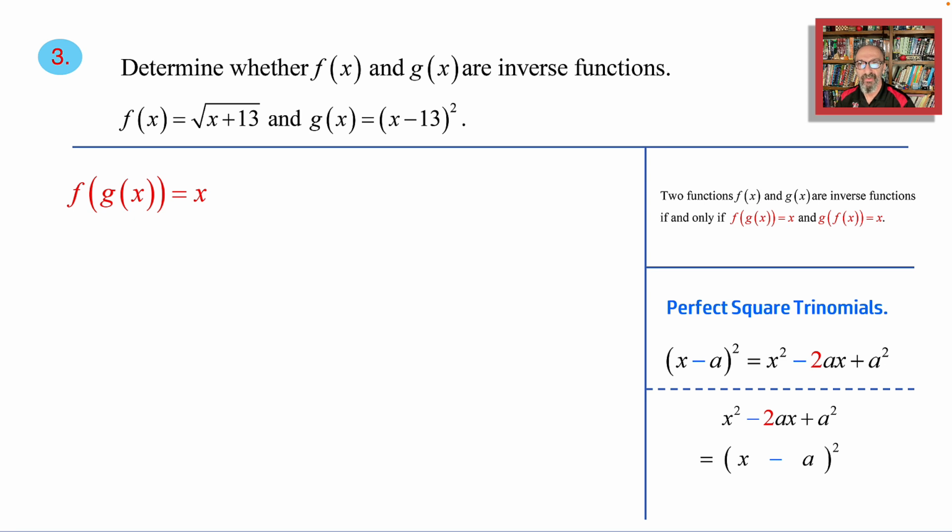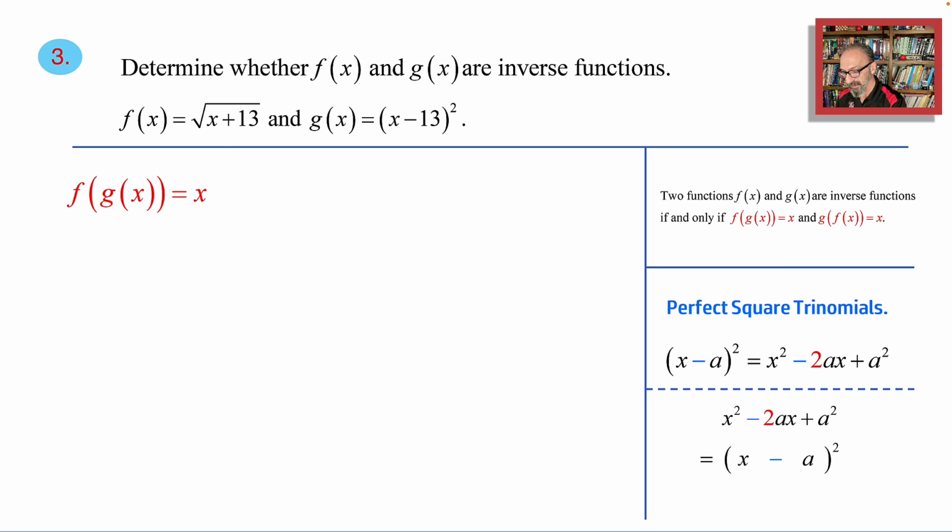Number 3. Determine whether f of x and g of x are inverse functions. f of x equals the square root of x plus 13, and g of x equals x squared minus 13. It looks like they're inverse of each other because one is adding 13 and one is subtracting 13. One is taking the square root and one is squaring. But that's not how we verify. We have to follow the rule.